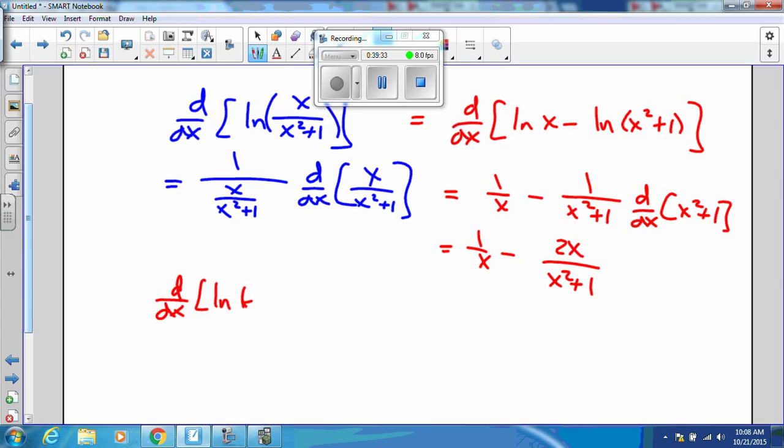Here's an interesting thing that shows up in one of your homework questions. The derivative of the natural log of kx. Find that derivative. Is it kx? That's kx.